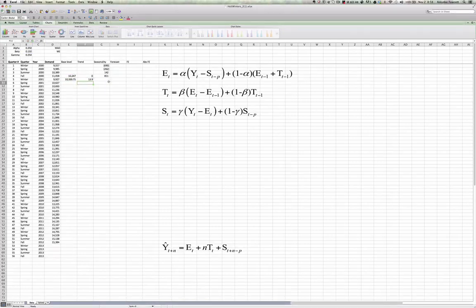Finally, we're getting to the seasonal factor. So here the weighted factor will be gamma, and one way of estimating the seasonal factor would be to take the difference between current period actual demand and the current period base level estimate, y sub t minus E sub t, or of course 1 minus gamma times the most recent relevant seasonal factor estimate, which again is S sub t minus p.